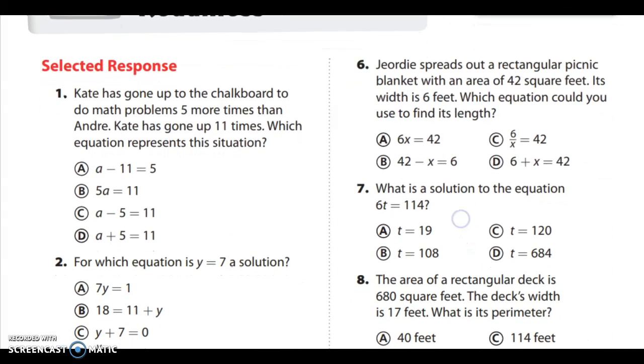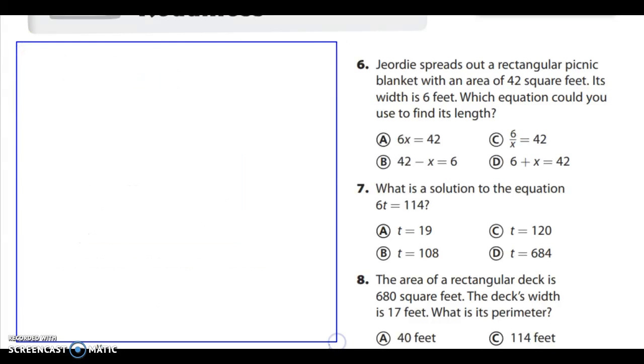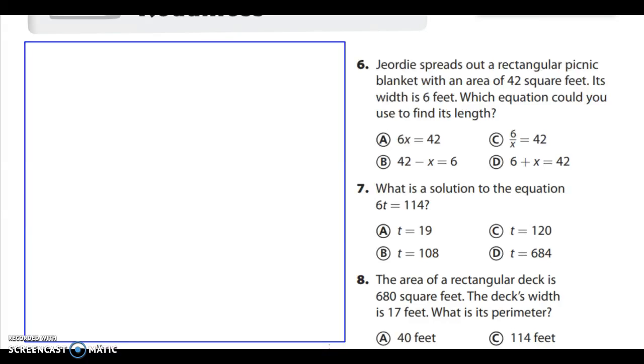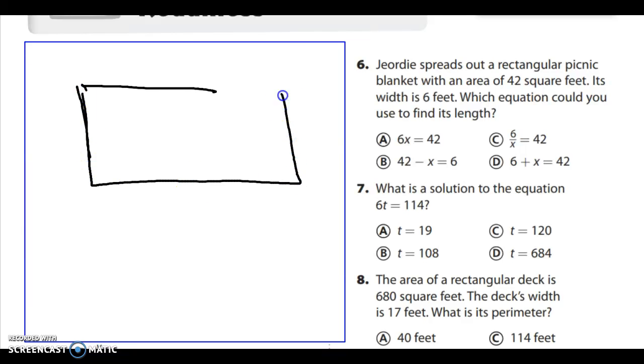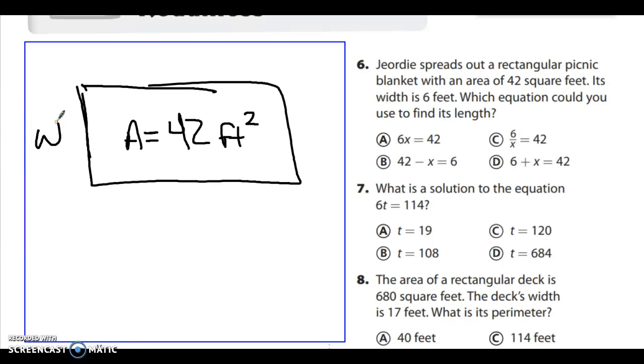We're on number 6. Number 6 reads, Jordy spreads out a rectangular picnic blanket with an area of 42 square feet. The area is equal to 42 square feet. Its width is 6. Oops, I'm going to put a W there, and a 6 there. Its width is 6 feet. Which equation could you use to find its length?